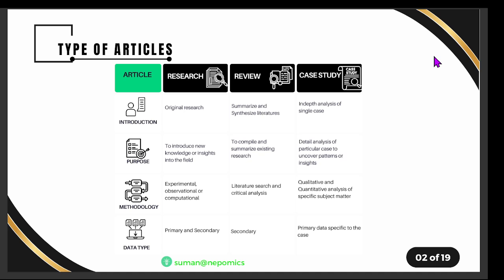The main purpose of a review article is to compile and summarize existing research work. It is just the combination of different research articles into a single document. It uses literature sources, analyzes different research work with critical analysis, and uses a secondary data type. While writing a review article, we will not go through different experiments. We'll just compile those things into a single document.